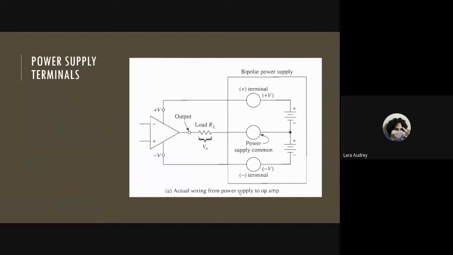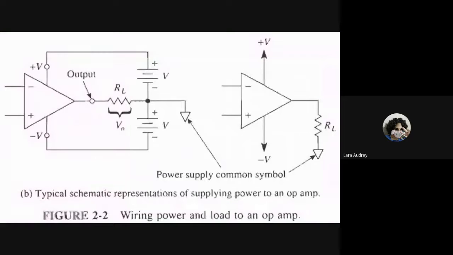Op-amp terminals positive V and negative V must be connected to the power supply, but the power supply has three terminals: positive, negative, and power supply common. The power supply common terminal may or may not be wired to earth ground via the third wire of the line cord. All voltage measurements are made with respect to power supply common.